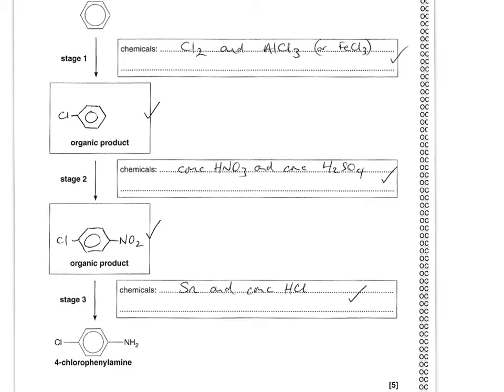I now need to start the process of getting an NH2 group at position 4, and the way I'm going to do that is I'm going to put a nitro group on first. That's reacting this organic product with the nitrating mixture, so that's conc nitric acid and concentrated sulfuric acid. And then once we've got that on there, we can reduce it to the amino group using tin and conc HCl. And of course you could do it the other way around.